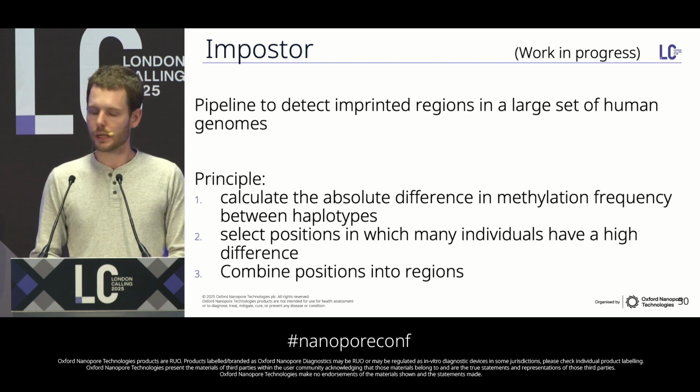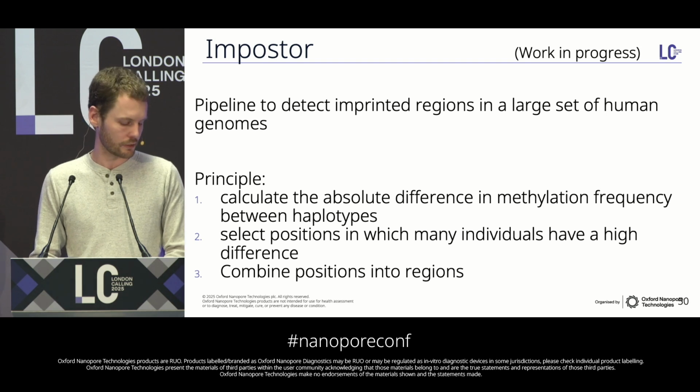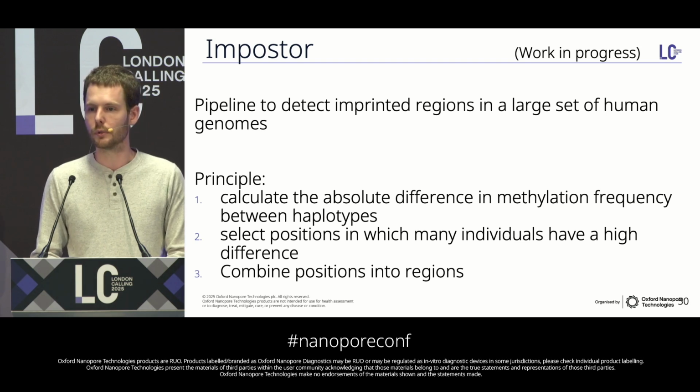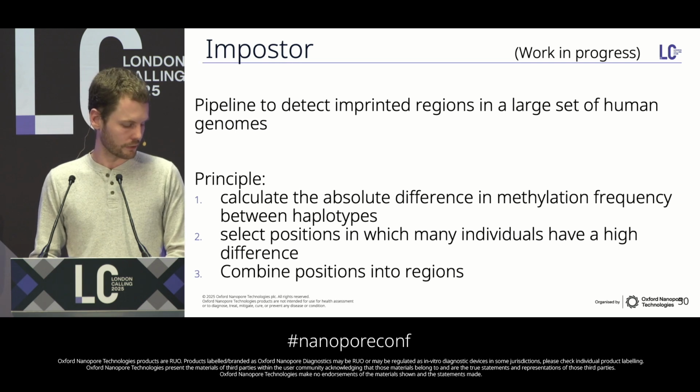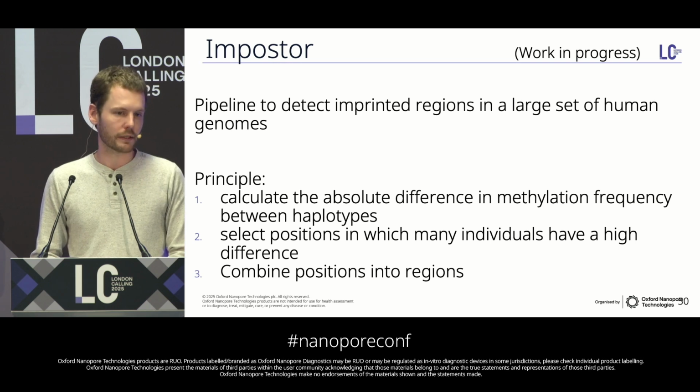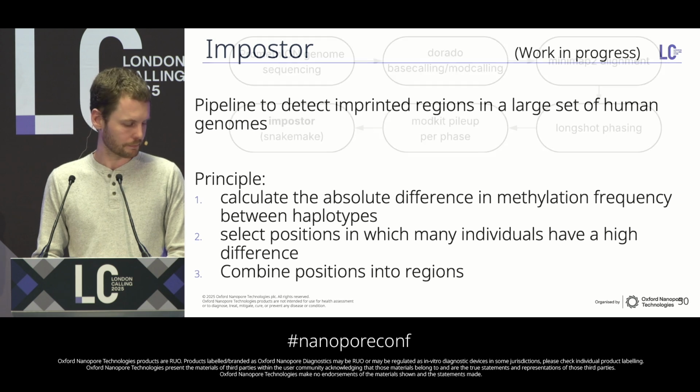We look at regions of the genome that have a large absolute difference in the methylation. So you compare haplotype 1 with haplotype 2, and then you see if there's a large difference and see if that's the case across many individuals. And then we combine those positions vertically into regions to see what exactly is different between haplotype 1 and haplotype 2 across all the individuals that we're looking at.